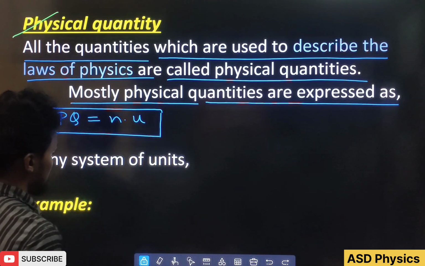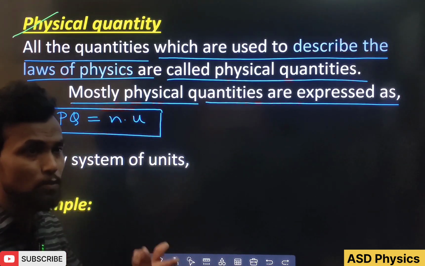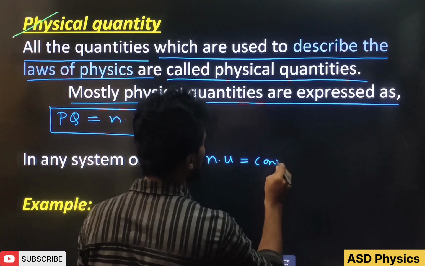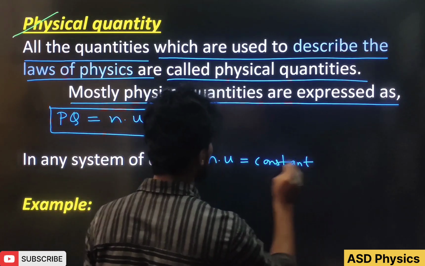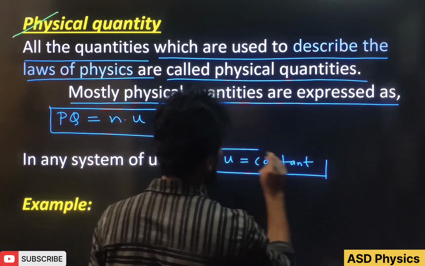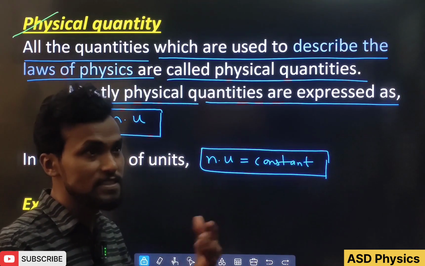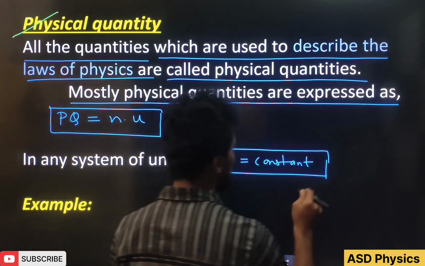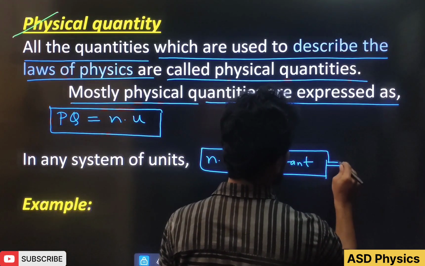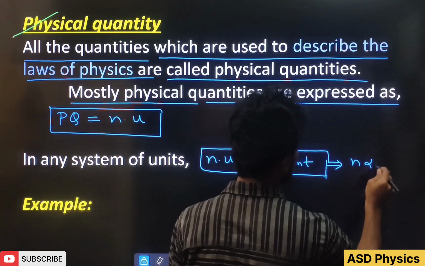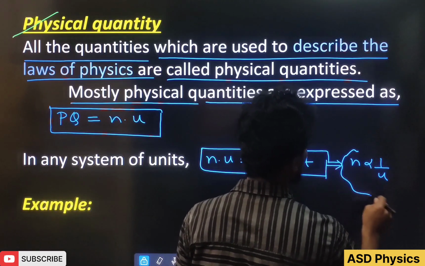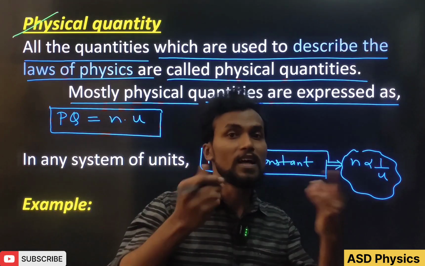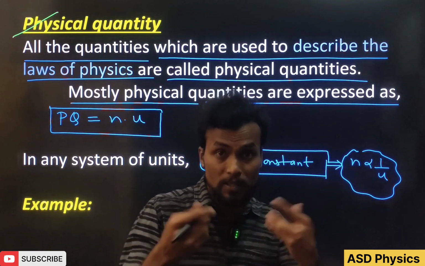Okay, and for example, in any system of units, this n into u will always be constant. Okay, later we'll see MKS, CGS, FPS, like that so many systems of units we can make here. Or we can tell here as n into u is constant, so I can tell here n is inversely proportional to u. What is the meaning of this? The meaning of this is very easy. If the unit is smaller, numerical value will be large. If the unit is larger, numerical value will be smaller.